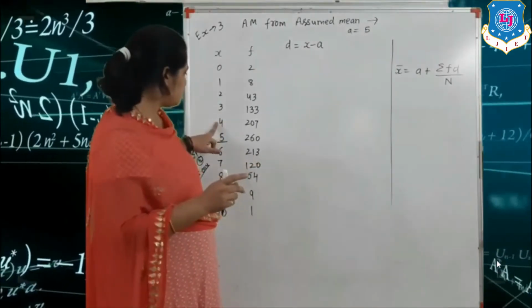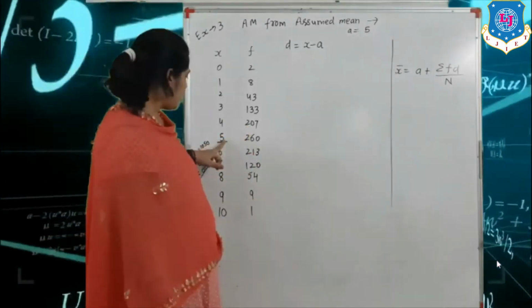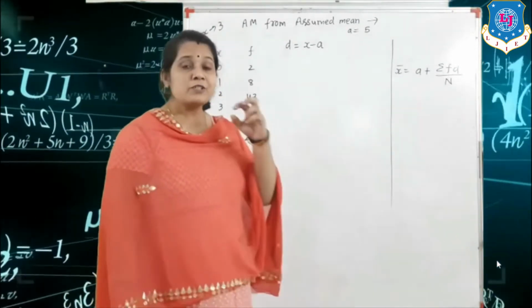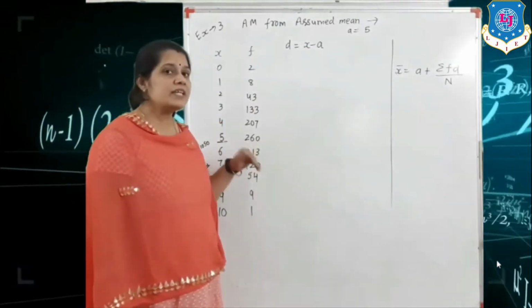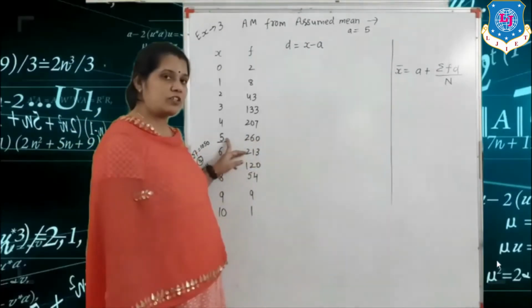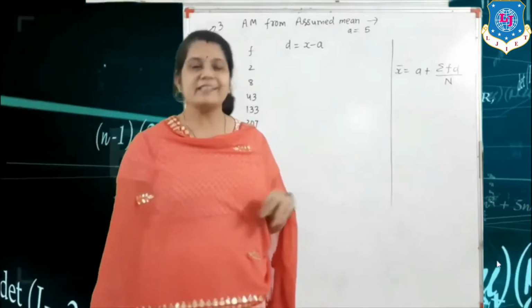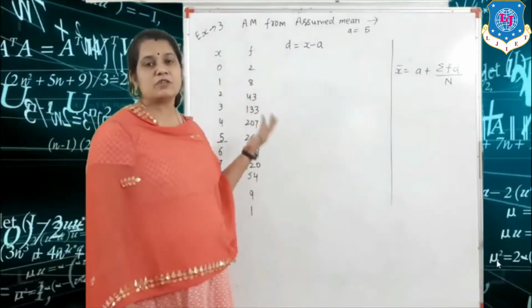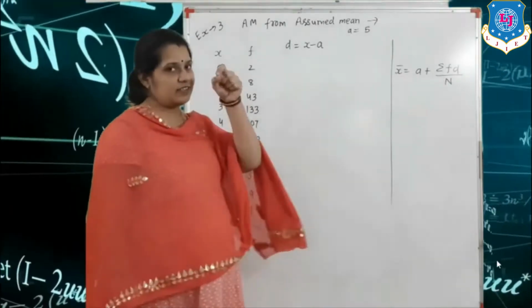According to 4, your frequency is 207. Got it? And according to 5, your frequency is 260. So what is the maximum frequency? The maximum frequency is 260. So according to 260, the value of x is 5. So you consider a is equal to 5. Got it? So here a is equal to 5 because the total number of terms is 11, the number of terms is given in odd form, so always consider the middle term.